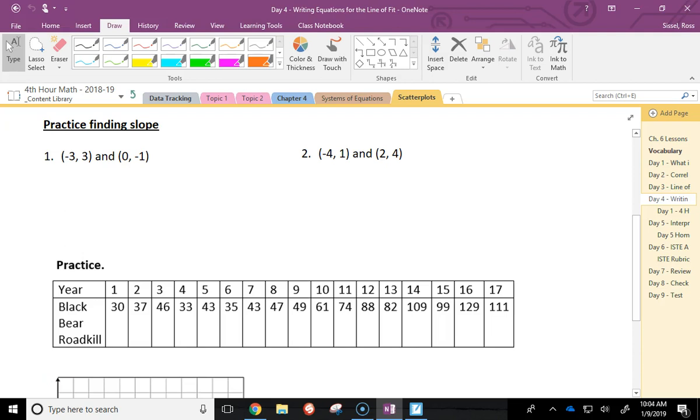For number 1, I want to find the slope between the points -3, 3 and 0, -1. When we do this, remember to find slope between 2 points. In here, I have x and y. This is x2, y2. Yes, Kemper? You're just going to put them right here in these blanks. Remember, when we have coordinate points, we always go x first, then y. We need 2 of them to find slope.